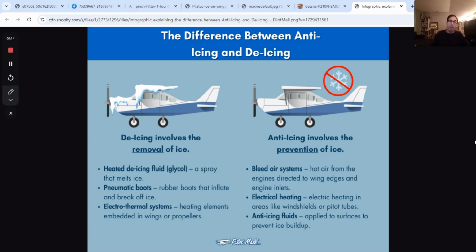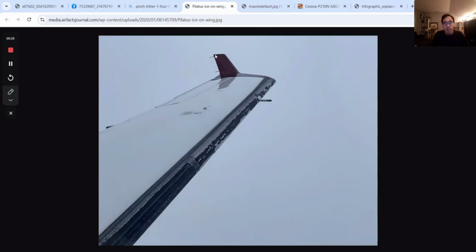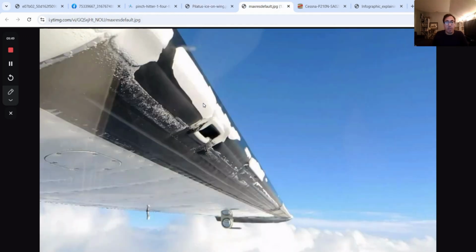Another way is a pneumatic boot, something like this, or like this. What this pneumatic boot does is when it's activated, again, by a switch that the pilot controls, it uses engine bleed air, and that inflates the boot. So the ice that's built up, once the system's activated, it'll start knocking the ice off. Here's another example of that. These will inflate or continue to inflate, and it'll start to knock the ice off.